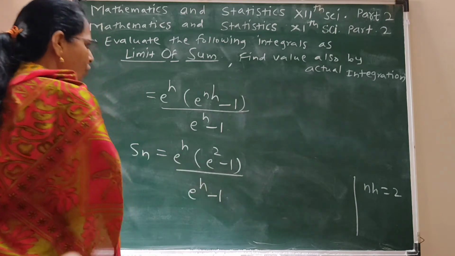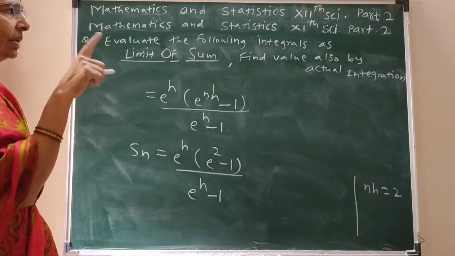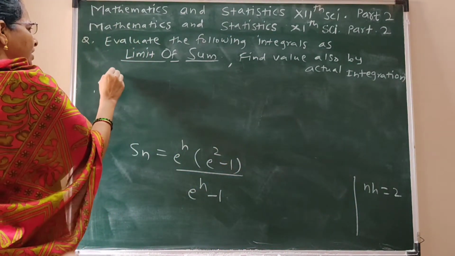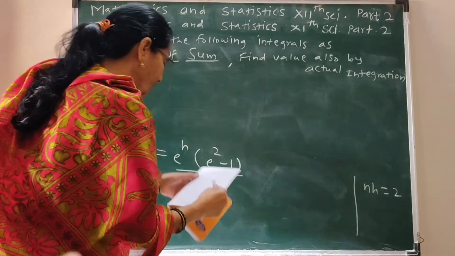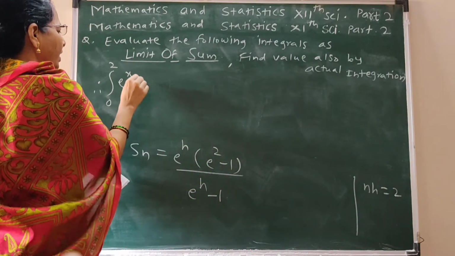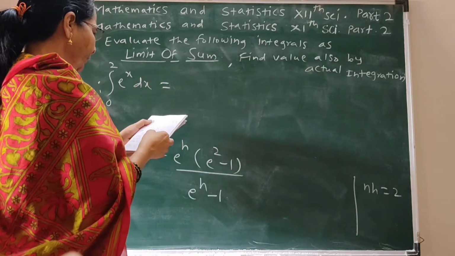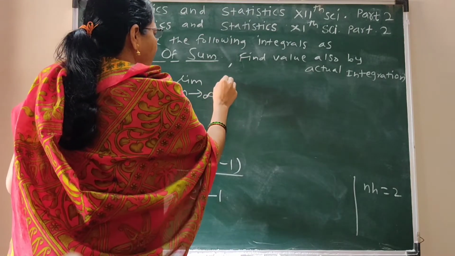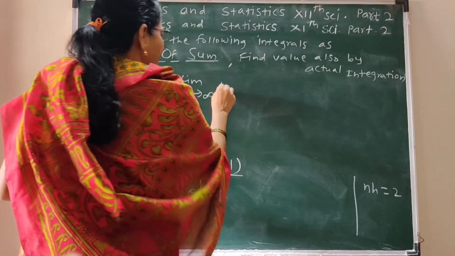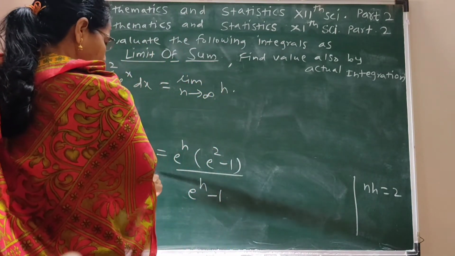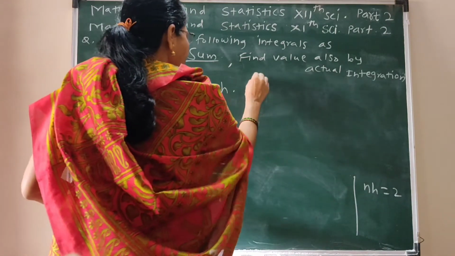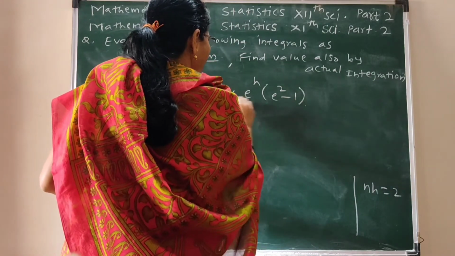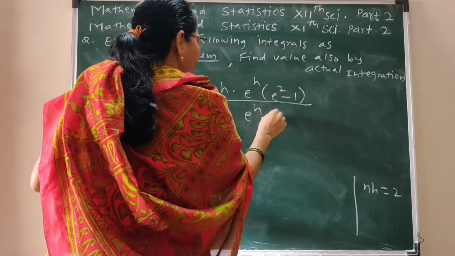Now we have the value of the sum, so put it in the equation. Therefore this integration from 0 to 2 of e^x dx is equal to the limit as n tends to infinity of the sum. We get the sum as e^h times (e^2 - 1) upon (e^h - 1).